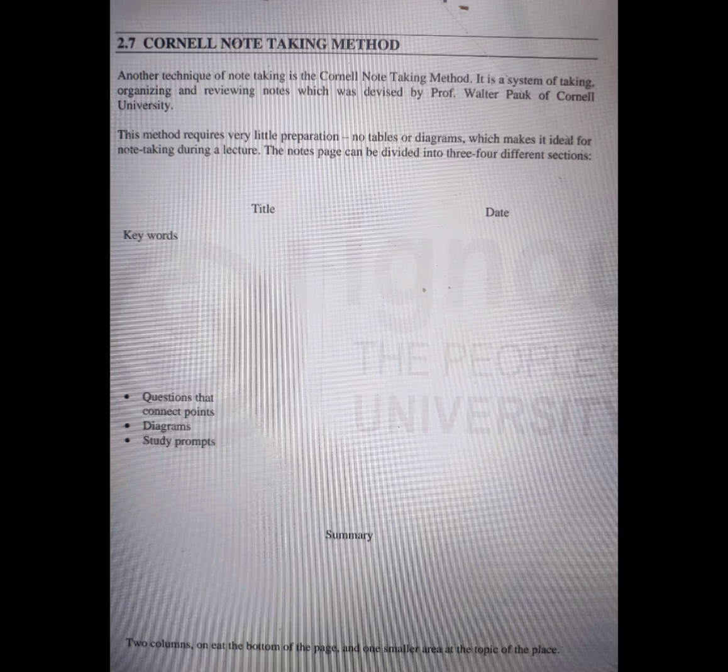This method requires very little preparation, no tables or diagrams, which makes it ideal for note-taking during a lecture. The notes page can be divided into 3-4 different sections. Keywords, title, date, questions that connect points, diagrams, study prompts, summary: 2 columns, and 1 smaller area at the bottom of the page, and 1 smaller area at the top of the page.